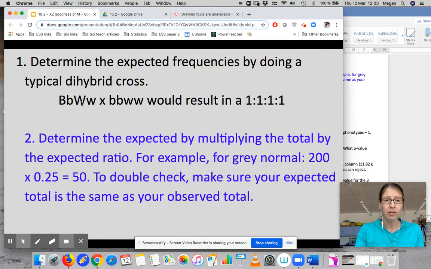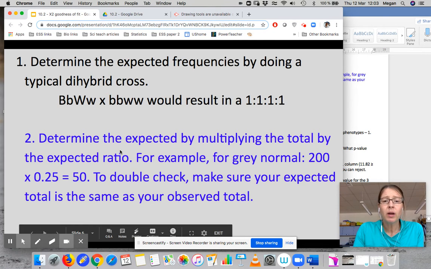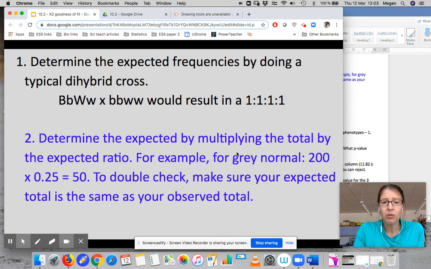So we're crossing a double heterozygote with a homozygous recessive, and we know that that would give us a 1 to 1 to 1 to 1 ratio. And so we're going to use that information to determine what our expected values are. The way we're going to figure out our expected values for each of those phenotypes is we take this ratio, so we know this is 1 out of 4 or 0.25, and then multiply that by the total. So there were 200 babies, so for the gray and normal, we would take the probability of it being gray and normal, 0.25, and multiply that by 200, and that would give us 50.